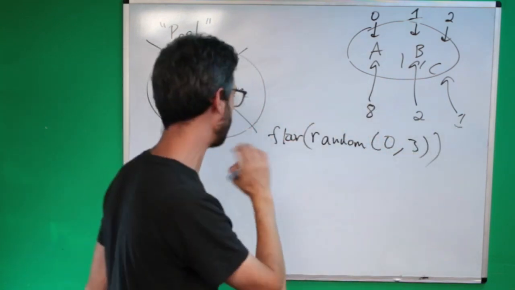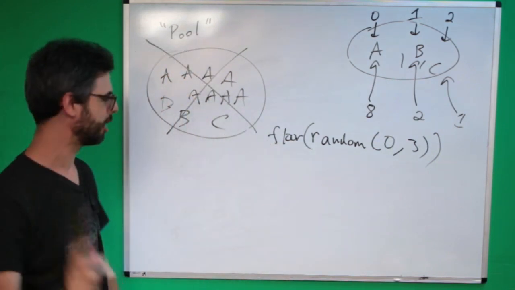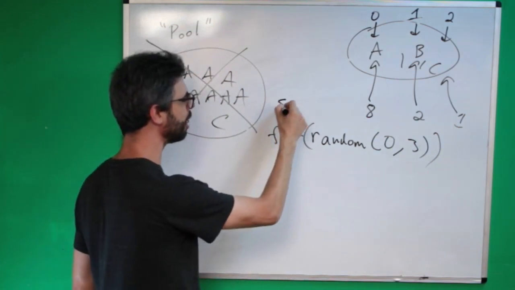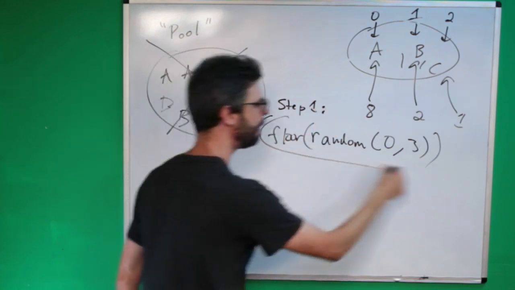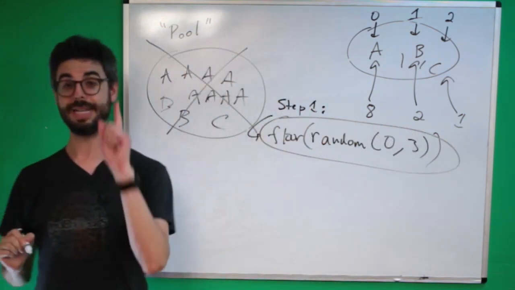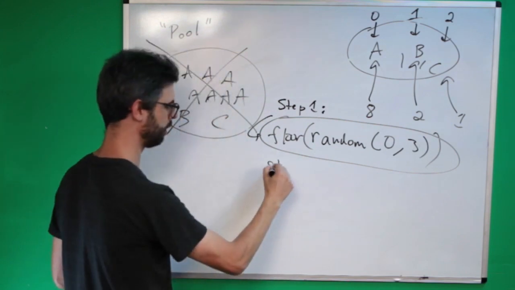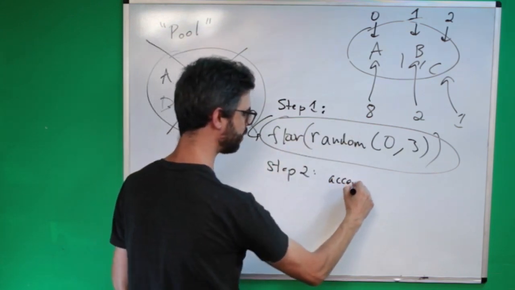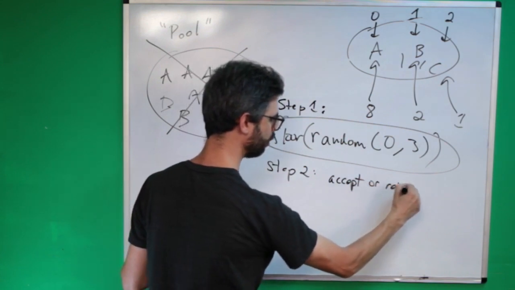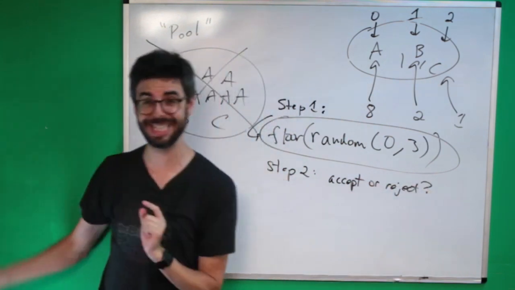So let's think about what I mean by accept-reject. This is going to be a 2-step process. Step 1 is this: pick A, B, or C. Now though, step 2, with an equal probability for each, accept or reject. That's the question I need to ask.